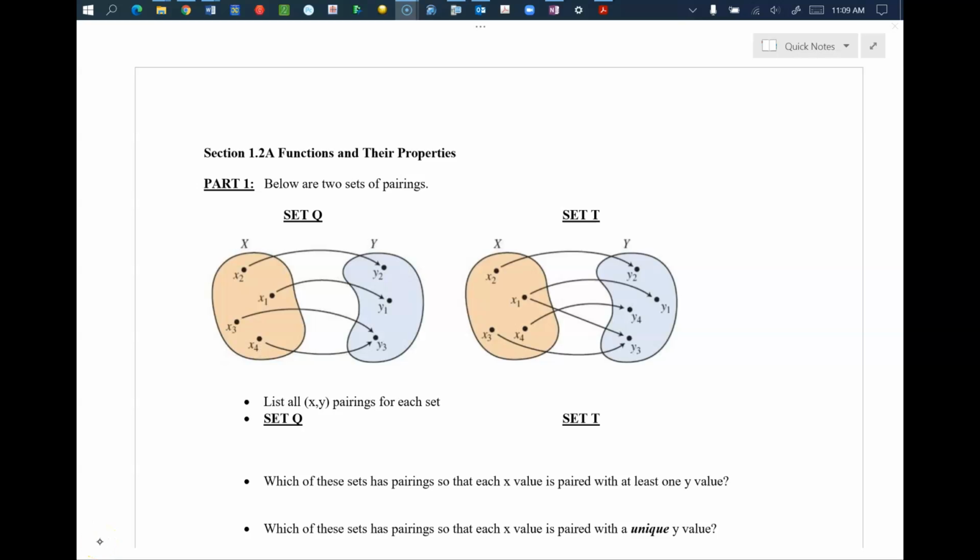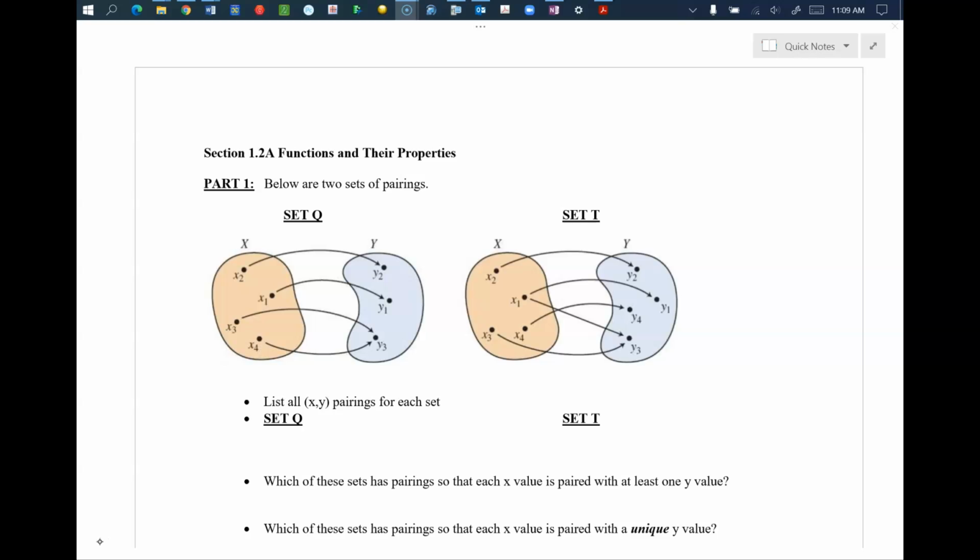Hello everyone, this is Mr. Bowman and I am going to get things started with chapter 1 here in pre-calculus. Take note, we are not starting with section 1.1, we're starting with section 1.2. And in this video we are going to talk about the idea of relations and functions and domain.